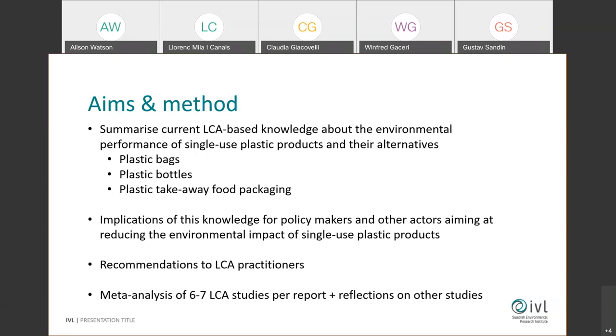The method we used was a meta-analysis of 6 or 7 LCA studies per report. So note that this is not a review of the complete research field, but an in-depth analysis of a few studies. We also looked at reflections on a few other studies when relevant. The selection of studies was done to cover a wide range of different product alternatives and geographical scopes, with a focus on peer-reviewed studies. I will not go into the details of the selected studies today, but these can be found in the reports. Today the focus will be on findings of relevance to policymakers. Next slide, please.